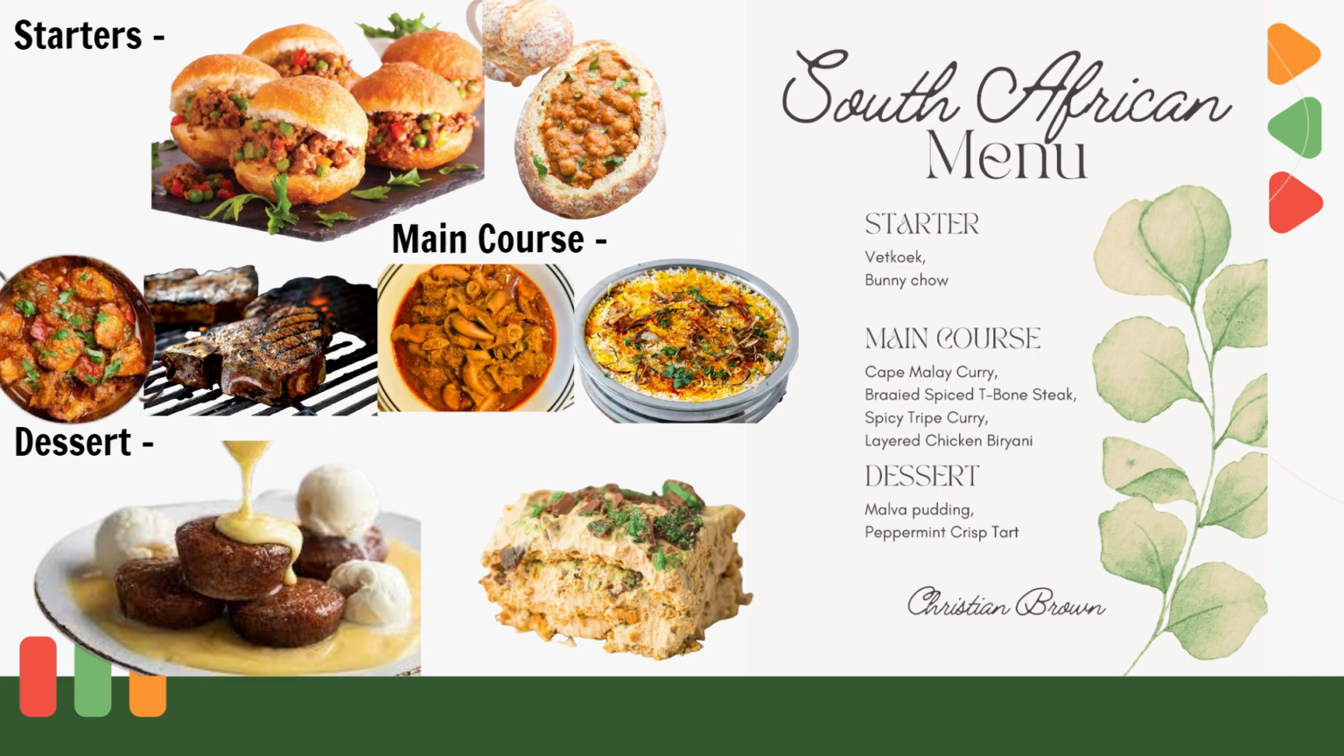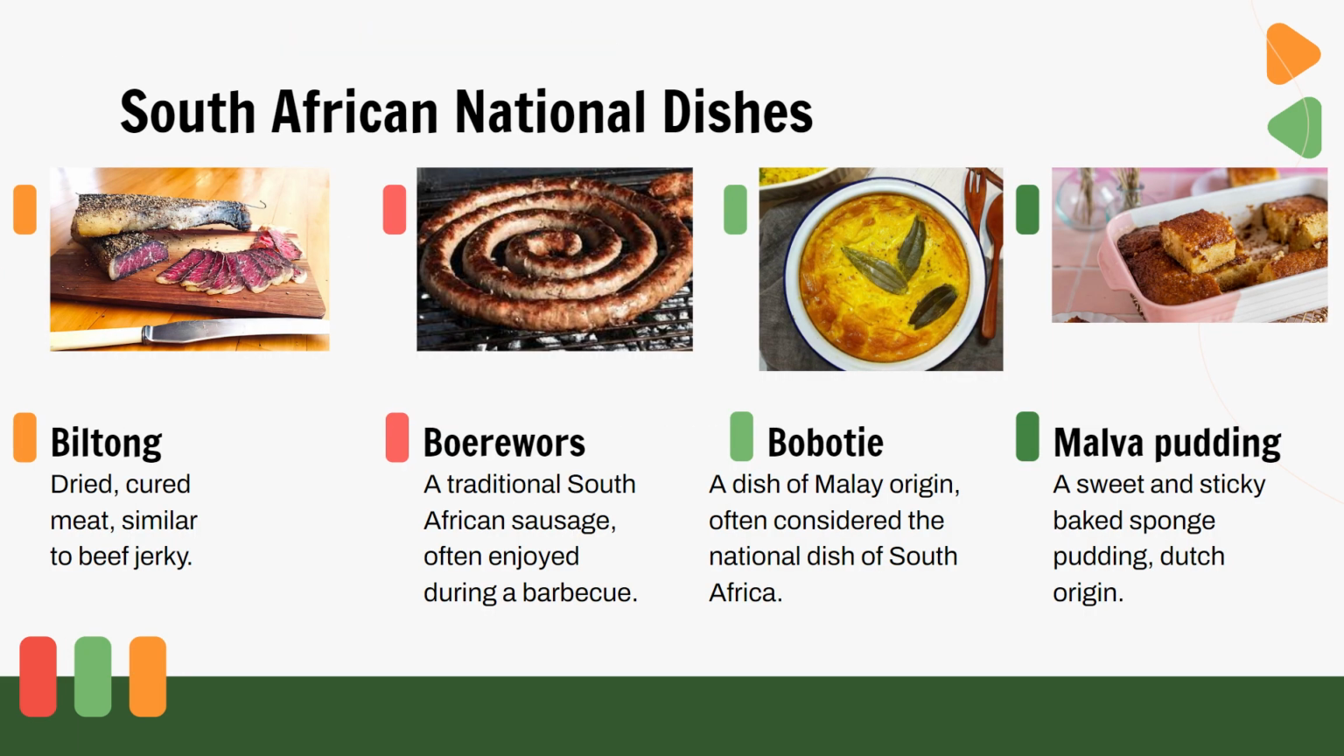Since all this food talk made me hungry, let's move to national South African dishes, such as biltong, a dried and cured meat snack, boerewors, a traditional sausage enjoyed during braai, a holiday, bobotie, a spiced minced meat dish, and, of course, my favorite, malva pudding, a sweet and sticky sponge pudding.